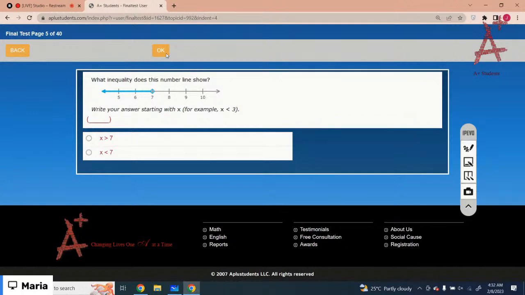What inequality does the number line show? So which is the correct option? You have an open circle at 7. That means x cannot be 7. And the graph is pointing at the left hand side. That means all the values are less than 7. So it is x is less than 7. The second option is the correct option.